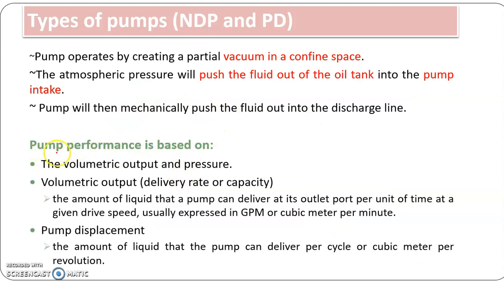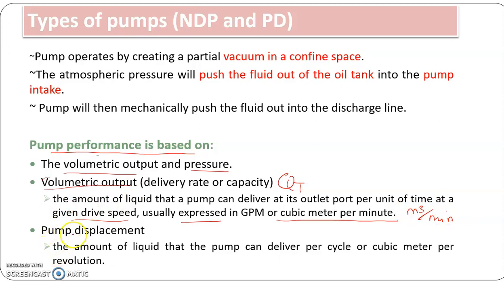The pump performance is based first on the volumetric output and the pressure. We will cover two parameters for the pump performance. First is the volumetric output, or the volume flow rate, QT. QT is the amount of liquid that a pump can deliver to its outlet port per unit of time at a given drive speed, expressed in cubic meter per minute.